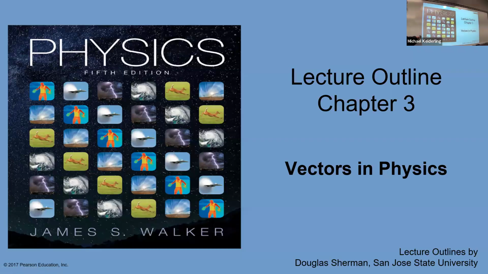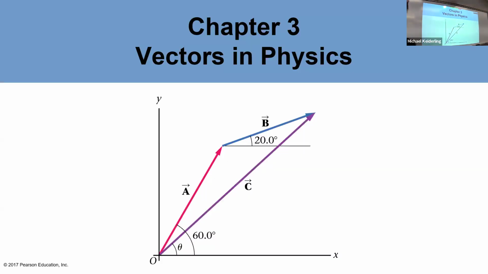So, we're going to talk about vectors in physics. Here are some example vectors. We have a vector A, a vector B, and they add up to be a vector C. You can see how C goes from the beginning of A to the end of B, where A and B are connected head to tail. C is the sum of A and B in this situation. So this vector C you see here is A plus B.